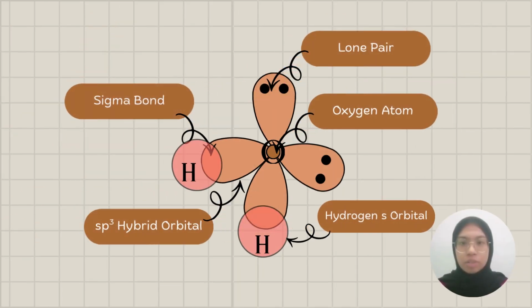In water, each hydrogen atom shares its electron with one of the sp3 hybrid orbitals of oxygen. This overlap creates a sigma bond, which is a strong covalent bond. Because oxygen has 2 hydrogen atoms, 2 sigma bonds are formed. Oxygen has 4 sp3 hybrid orbitals, but only 2 are used to bond with hydrogen. The remaining 2 sp3 orbitals contain lone pairs of electrons. These lone pairs are not involved in bonding, but play a crucial role in determining the shape and properties of the water molecule.